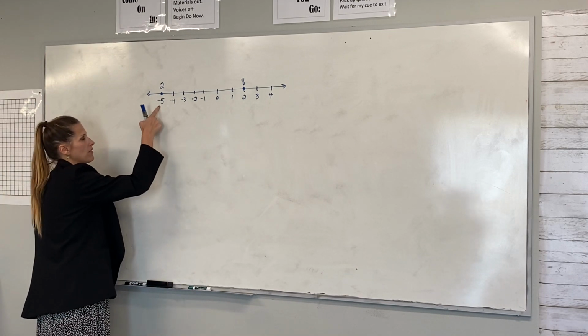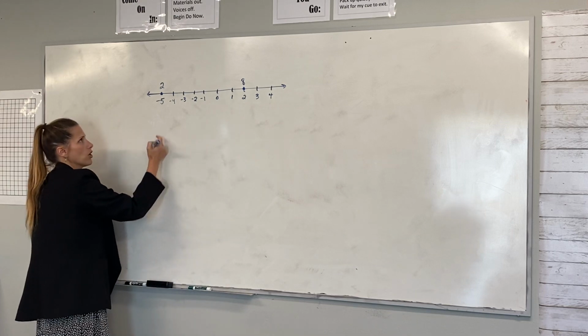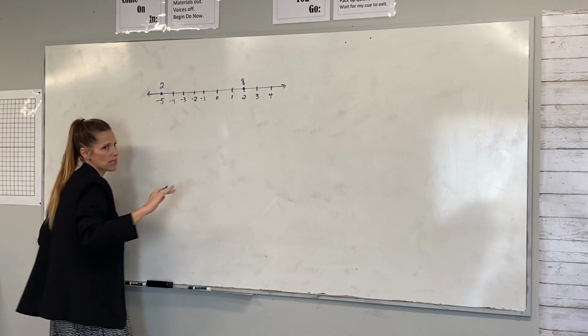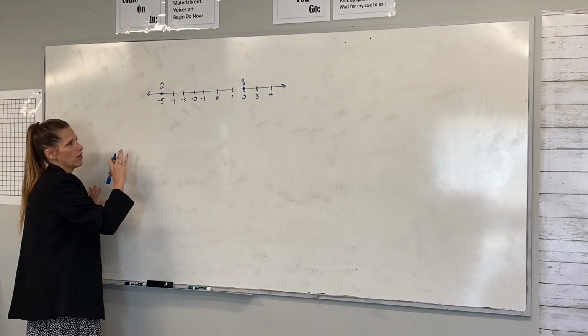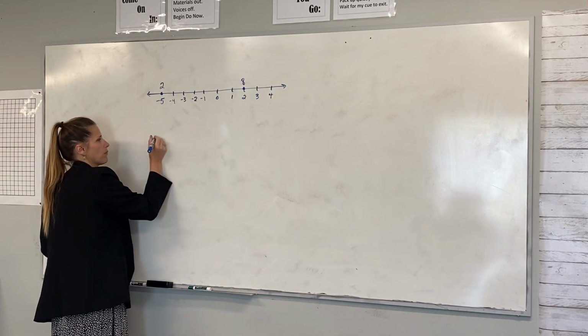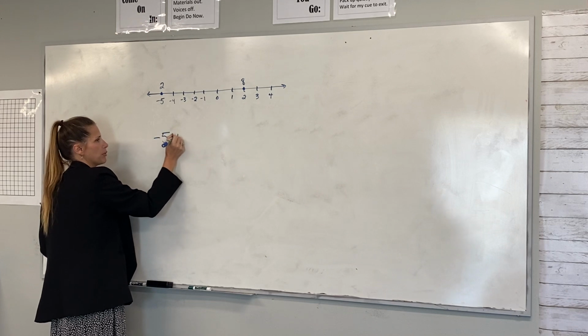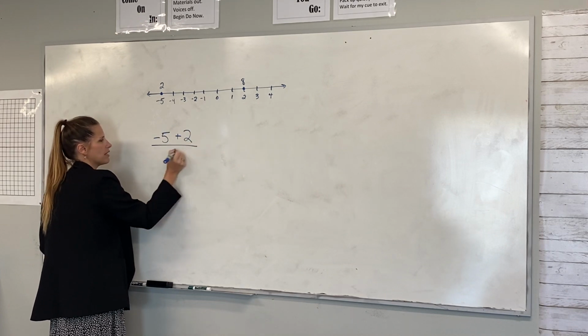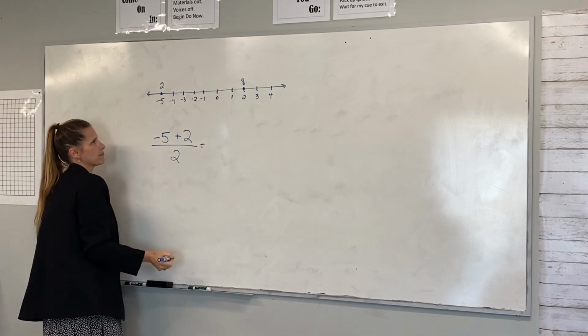So we have a -5 and a +2. We're not going to worry about what the 2 and the 8 represent right now. That has to do with weighted averages. We're not going to worry about it. Right now I want to find the average of -5 and 2. -5 plus 2 divided by 2. What would that be?